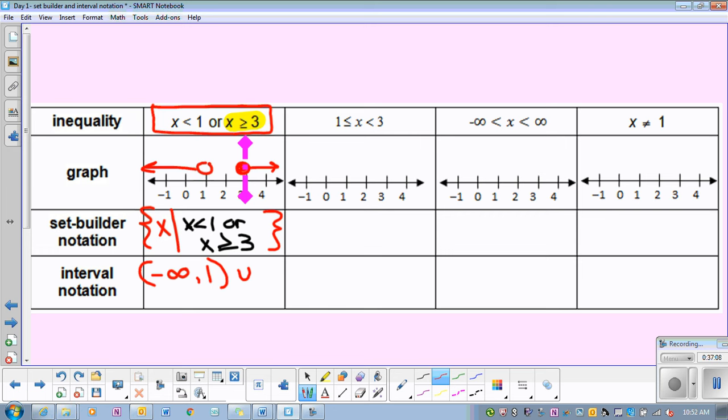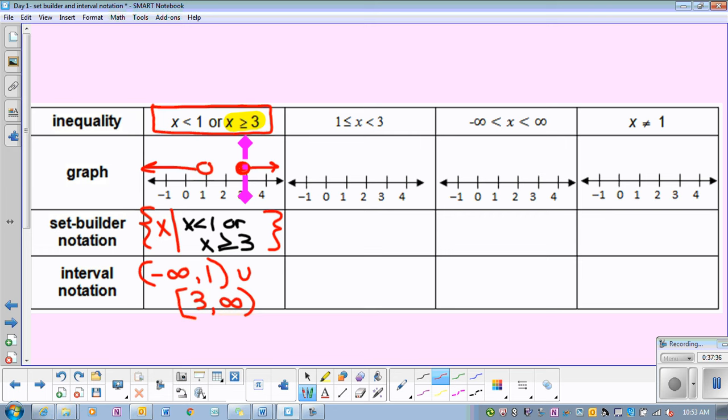So the next one, it starts at 3. And then there's an arrow going to the right. Where's that going? Infinity. So infinity gets a parentheses. What does the 3 get? Bracket. Good. And there you go. That's how you do that one. A little bit more complicated, right? Let's try the next one.